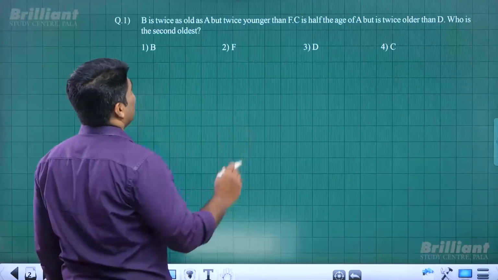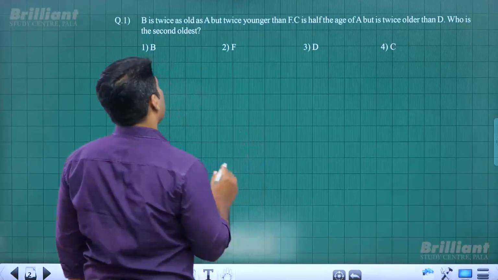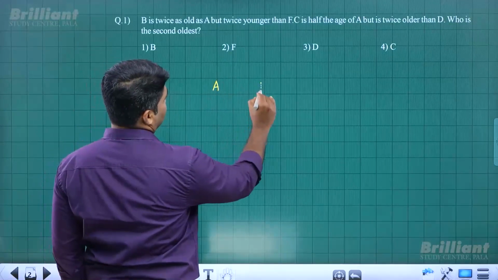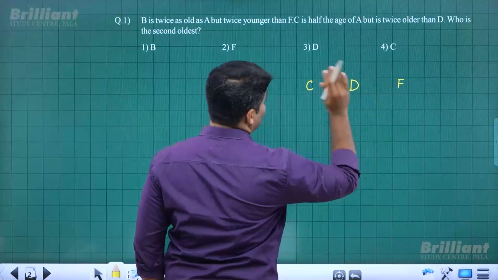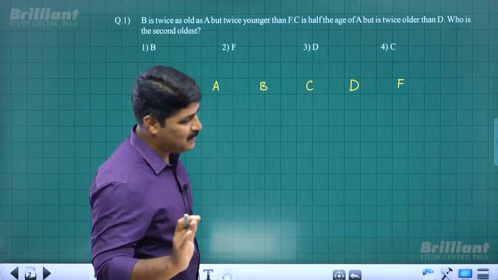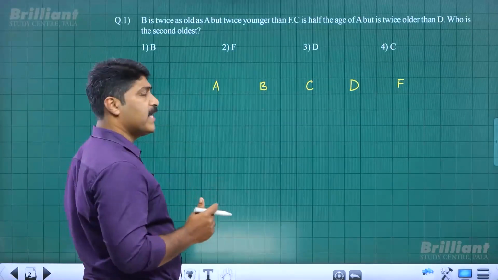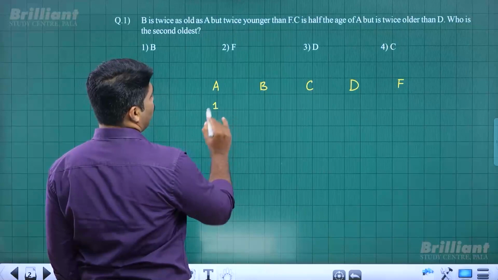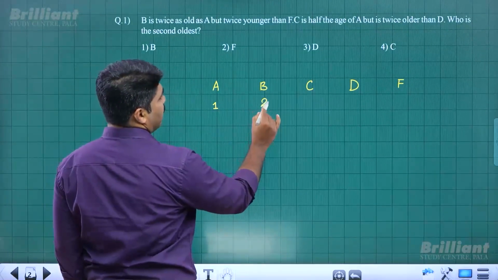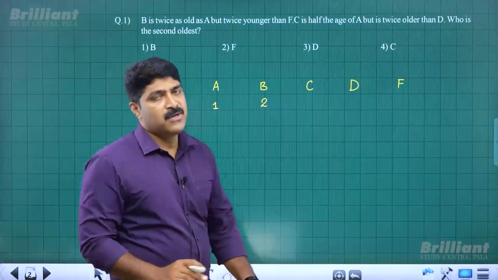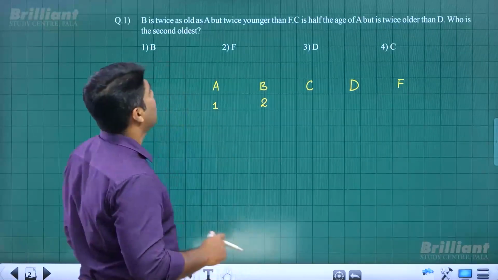So what you can do: here we know that there are five persons, A, B, C, D and F. Understand, E is not there. B is twice as old as A. So how can we write it? If A is 1, the age of A is 1. We are starting our assumption like that. Then the age of B is twice. So never consider algebraic substitution for these types of questions. You have to start the assumptions this way.